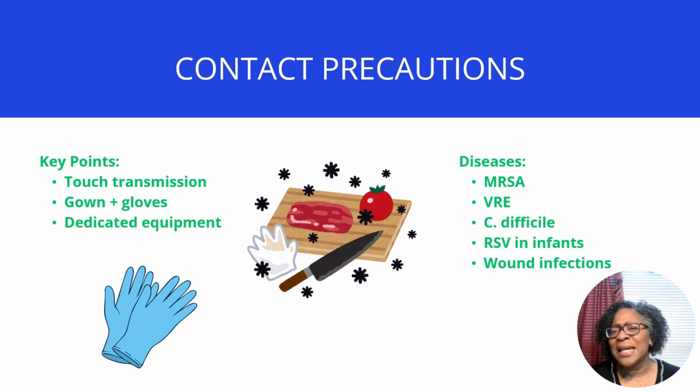And so common contact diseases that you'll see in testing are MRSA, VRE, C. difficile, RSV in infants, and wound infections. And note C. diff or C. difficile. C. diff is extremely important for the NCLEX. You will probably hear more about C. diff than a lot of the other disease processes because it's more common and it spreads quickly. And also, I guess it depends on what part of the country or the world you live in and what's common in your area. But C. diff is big on the NCLEX.